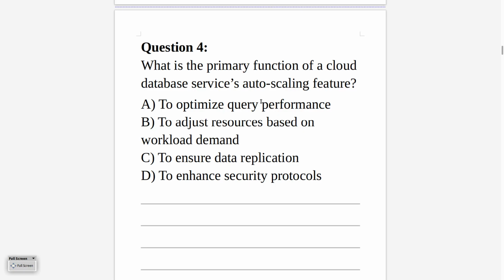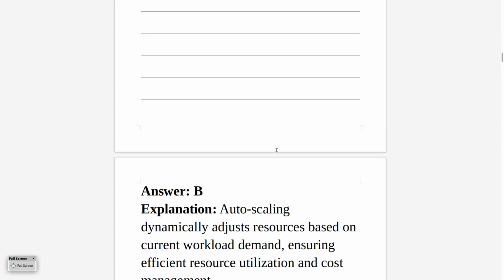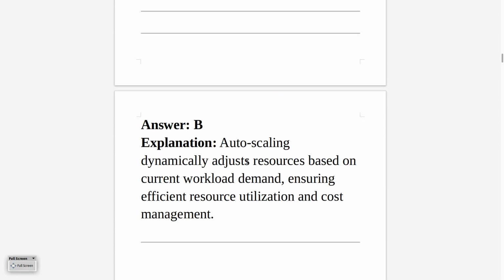That would be more like sharding or something. It's not D. It's got nothing to do with security. And yeah, it's not really C either. Replication is something separate to scaling. So it's going to be B for sure. Indeed. Auto-scaling dynamically adjusts resources based on current workload demand, ensuring efficient resource utilization and cost management. Yep. Okay, great. Question 5.